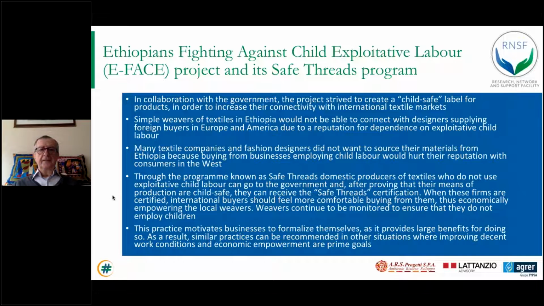employment of child labor. Through the program known as Safe Threads, domestic producers of textiles who do not use exploitative child labor can go to the government, and after proving that their means of production are child safe, they can receive the Safe Threads certification. When these firms are certified, international buyers should feel more comfortable buying from them, thus empowering the local weavers. Weavers continue to be monitored to ensure that they do not employ children in the course and after the end of the project. This practice motivates businesses to formalize themselves, as it provides large benefit for doing so.